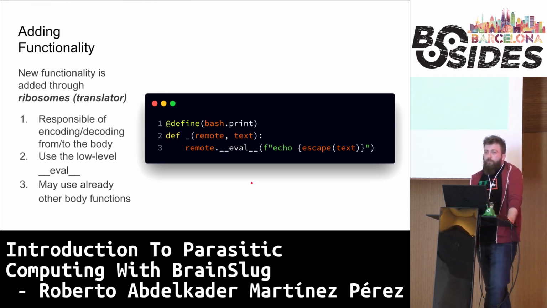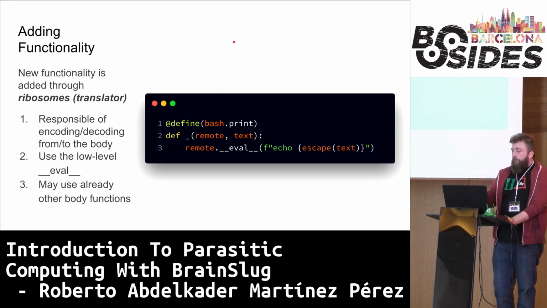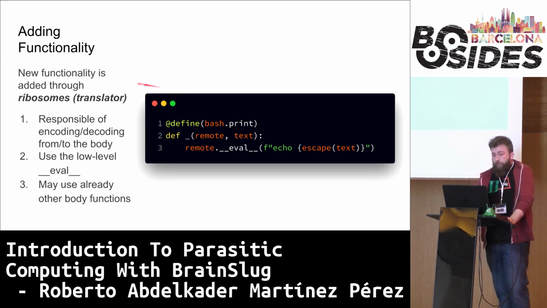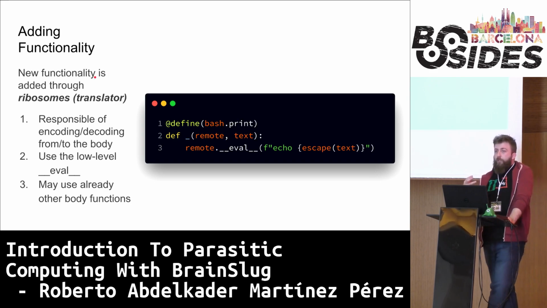And how you can add functionality to this body? Well, you have to do exactly the same and define a function with this decorator, define. These functions have the responsibility of encoding and decoding from and to the external language, and have to use this double underscore eval double underscore function. That is the one that sends the code back to the body to be evaluated.